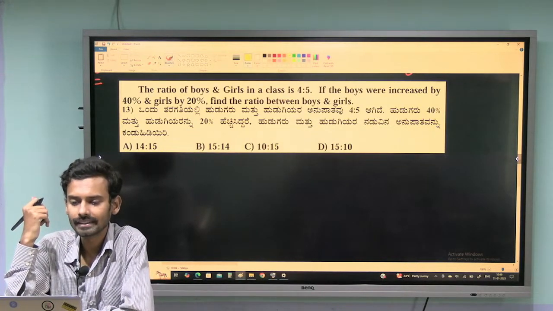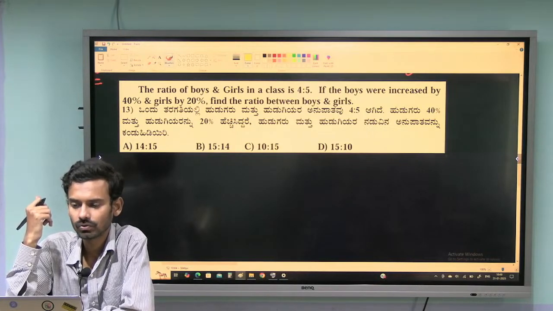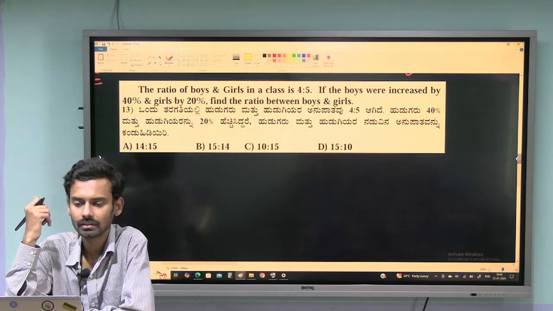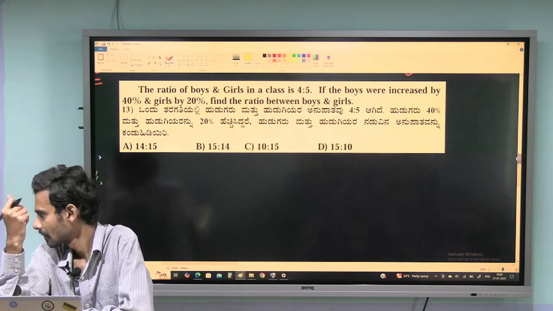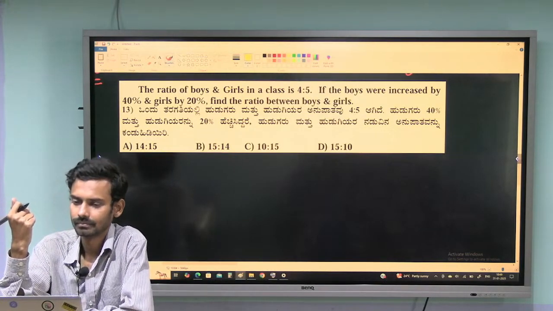The ratio of boys and girls in the class is 4:5. If the boys were increased by 40% and girls by 20%, find the ratio between boys and girls. How will you do this?